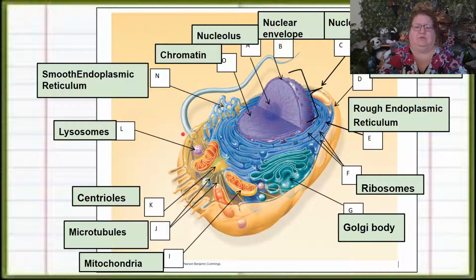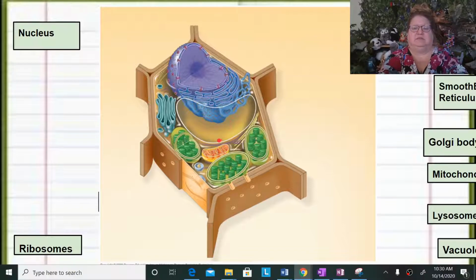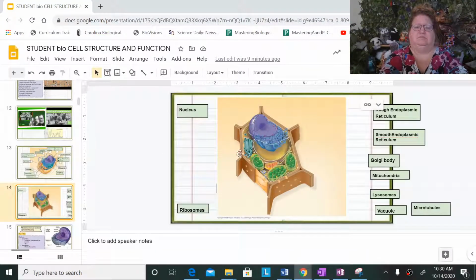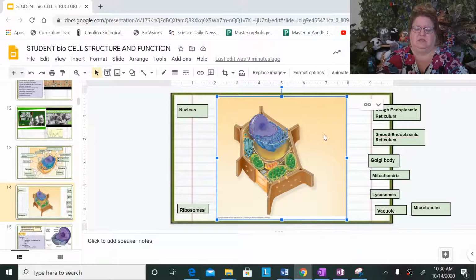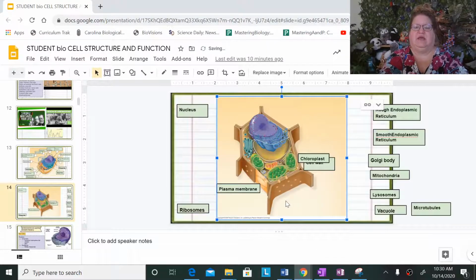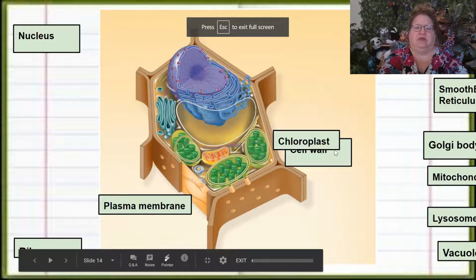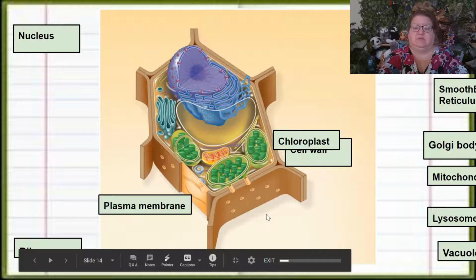I did forget about the little flagella. I don't have it labeled, but the flagella and the cilia are going to help the cell move or move things past it. Now, plant cells, and this is a plant cell. Let me go ahead and send this to the back so we can see it. So plant cells are going to be distinguished because they have a couple of extra organelles that animal cells don't, and then they're missing a couple.